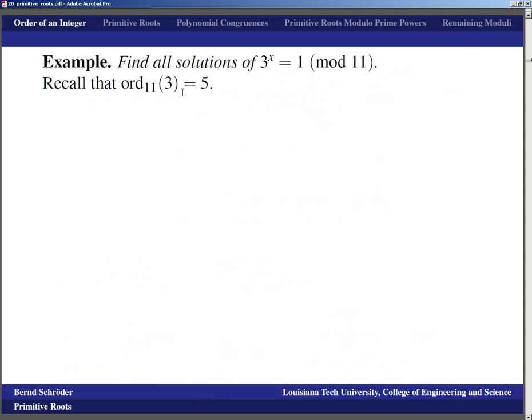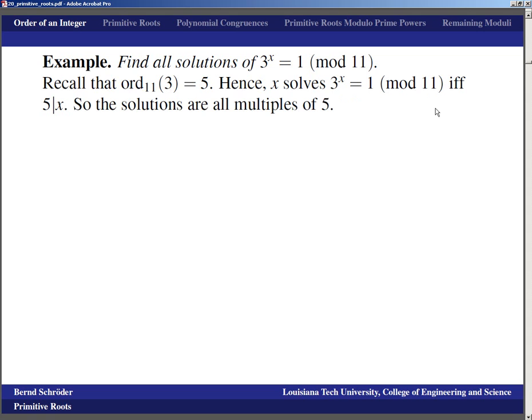Well, the order of 3 modulo 11 is 5, and so that means x solves 3 to the x equivalent to 1 modulo 11 if and only if 5 divides x, so the solutions are all multiples of 5.